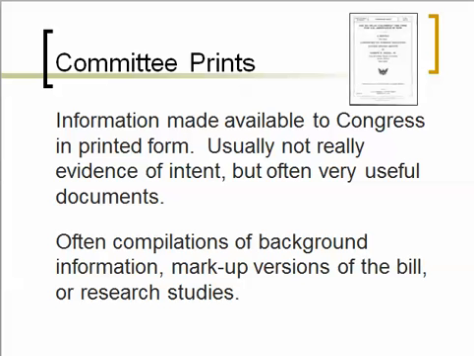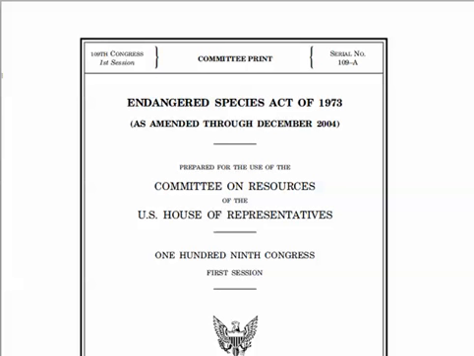Committee prints are just documents that Congress is asked to have printed up for their convenience. They can be as simple as a markup version of a bill that shows the effect the legislation would have if enacted by having strike-throughs and underlines to show deletions and additions. Or sometimes a committee print can be a legislative history. Here's an example of a committee print that's just a copy of the Endangered Species Act as currently amended at the time of this printing in 2004 or 5.